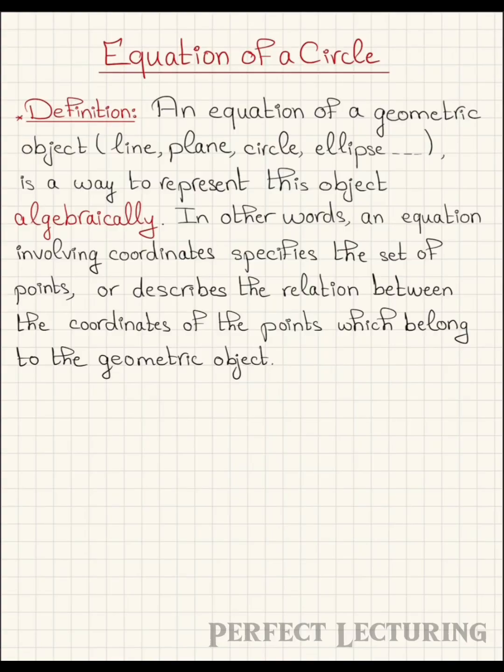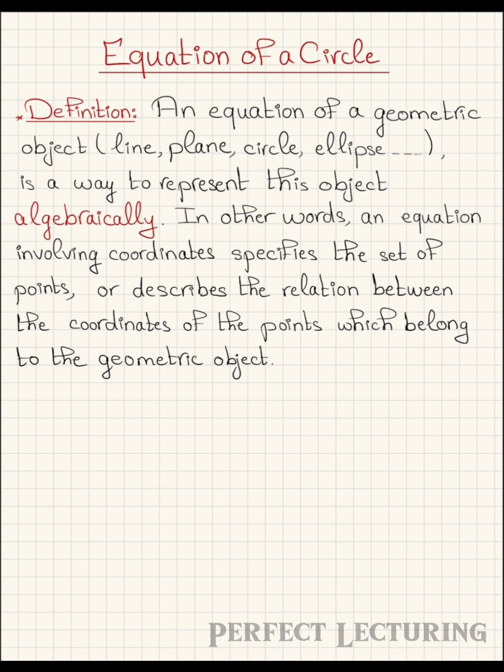Hi everyone. When I say equation of a geometric object, like equation of a line or equation of a circle, what does this mean? This means that we are trying to represent this object algebraically. In other words, an equation involving coordinates specifies the set of points on this geometric object. Or, more simply, this equation describes the relation between the coordinates of the points which belong to the geometric object.